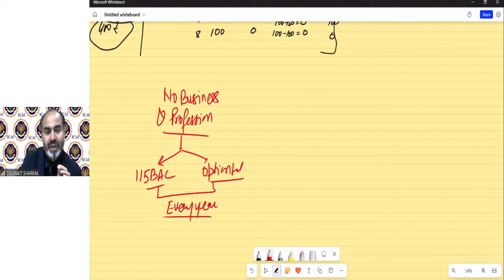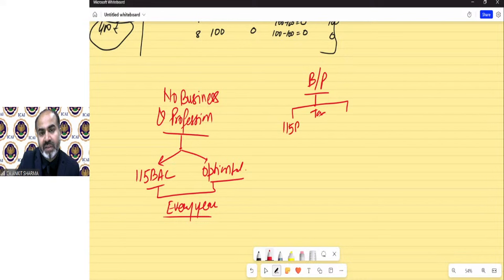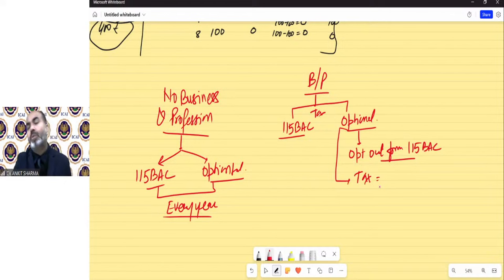No restriction. But if you are having income from business or profession, then you can calculate tax as per section 115BAC or the optional scheme, whichever is lower. Suppose you opt out of the scheme, you opt out from the default tax regime and you fall in this chapter. You are going to pay tax as per the normal scheme.